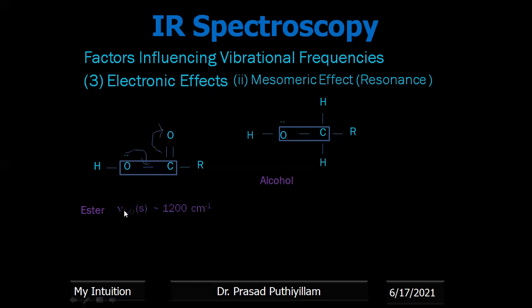Okay, so nu represents frequency, CO represents the C single bond O, and S represents stretching. Therefore, the energy required for this particular stretching vibration is about 1200 centimeter inverse for ester, and for alcohol it is 1100 centimeter inverse. So it is clear that here it becomes partial double bond character. Therefore, more energy is required for this carbon oxygen to stretch. Therefore, it absorbs at a higher wave number.